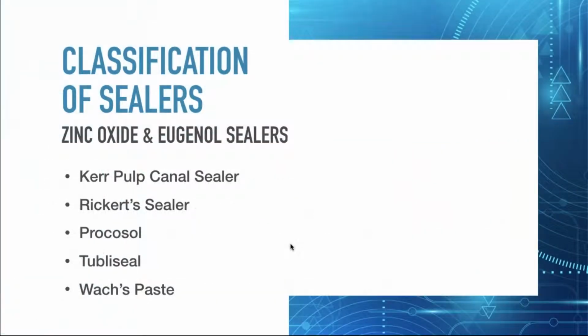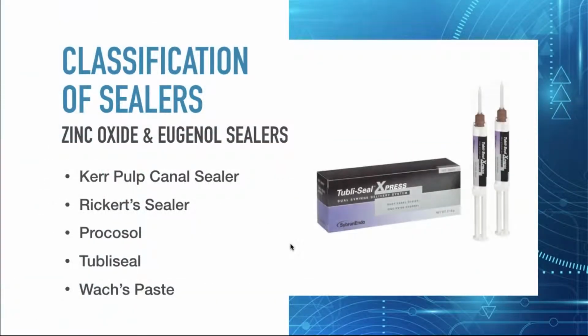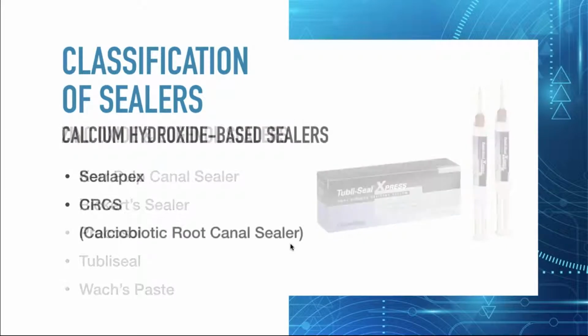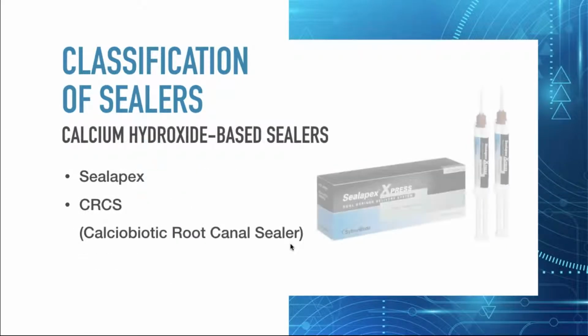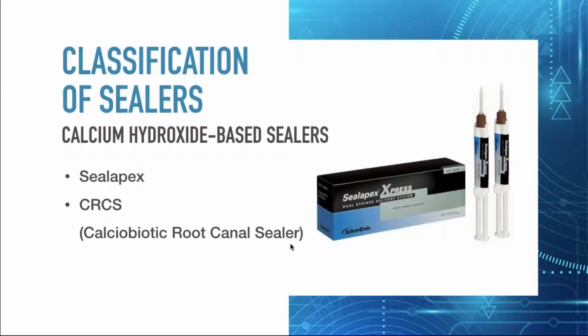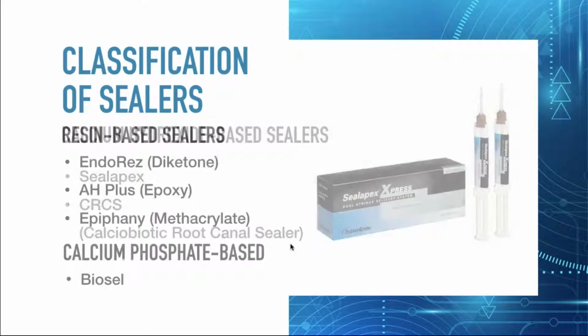Well, the most common sealers that are available are zinc oxide and eugenol sealers. Whether it's Kerr pulp canal sealer, Rickert's, Procosol, tubliseal, wax paste, you can get them in single or dual syringe delivery systems, or you can mix it up yourself. Calcium hydroxide sealers, one of the most common ones are Sealapex and Calciobiotic root canal sealer, also very common for those that want that sort of extra disinfection within the root canal sealer.